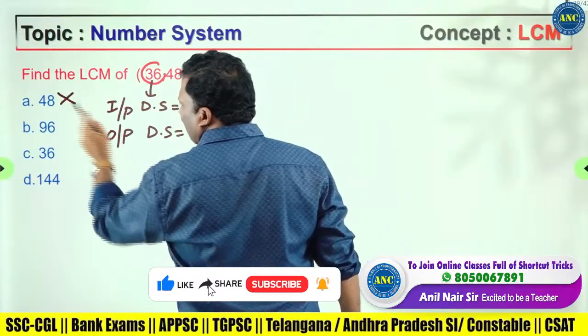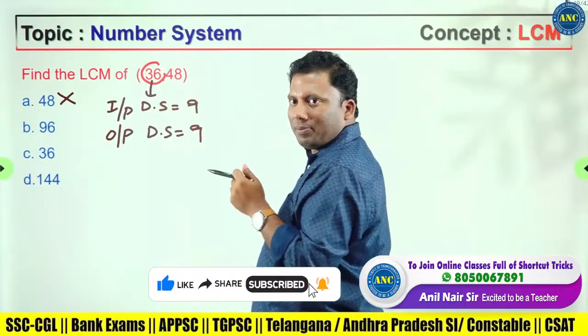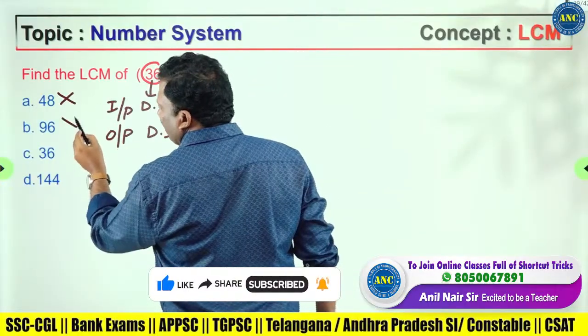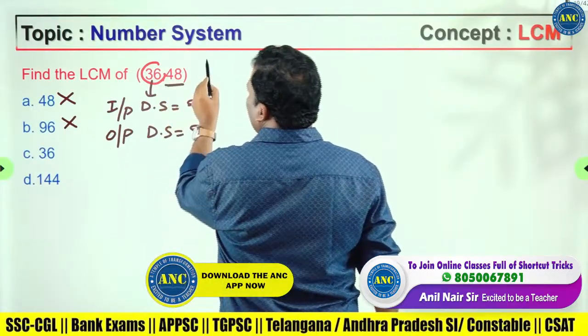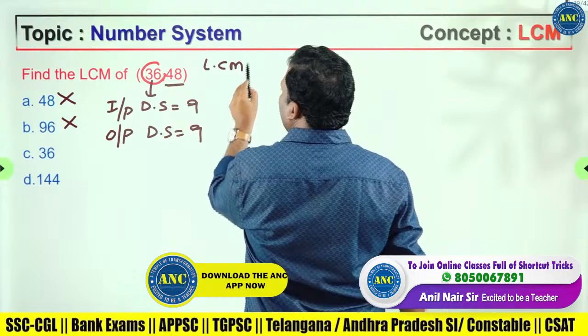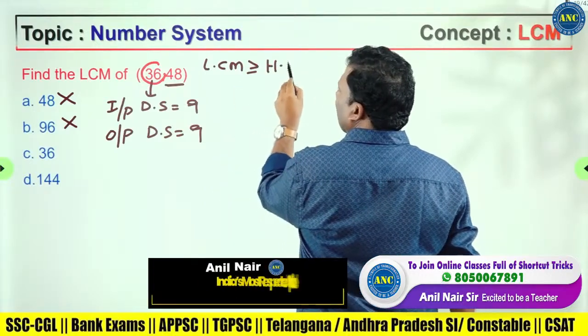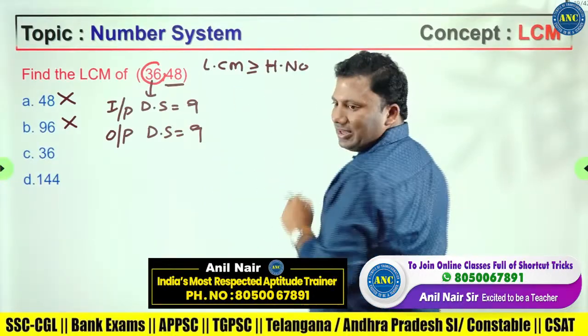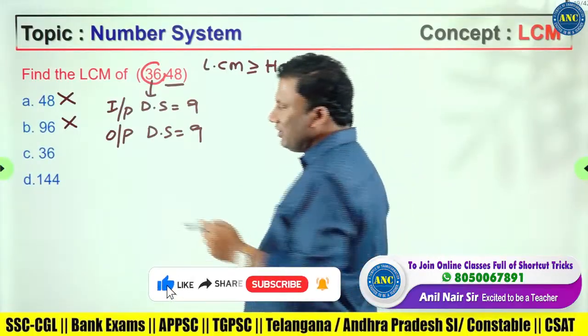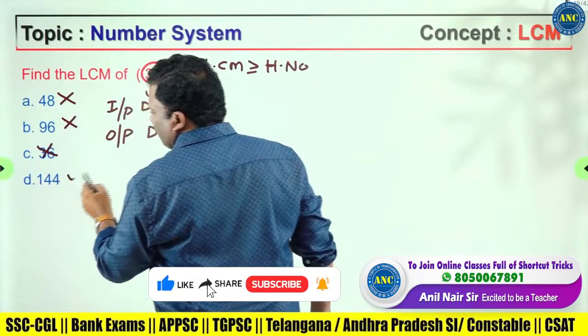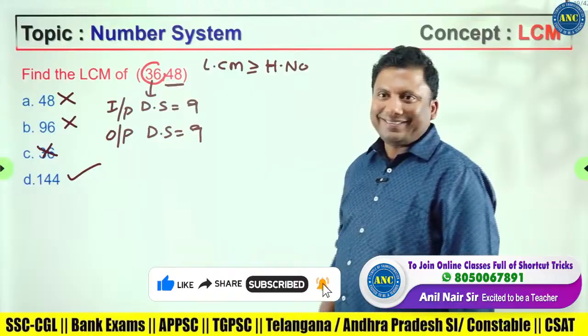4 plus 8, 12. 1 plus 2, 3. Not possible. 9 plus 6, 15. Not possible. LCM is always greater than or equivalent to the highest number. Did we discuss this concept? That means the answer should be greater than or equivalent to 48. Finish. Answer is 144. Please write down.